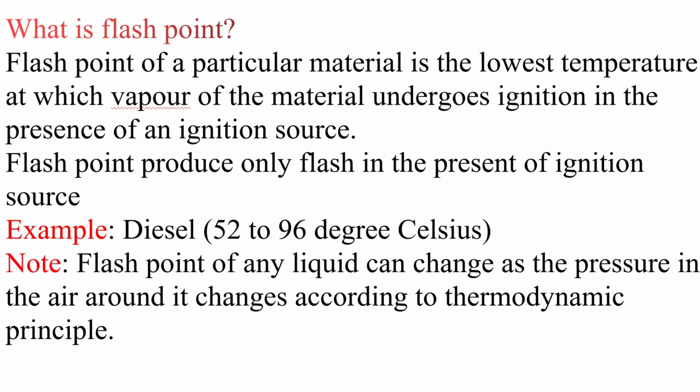What is flash point? Flash point of a particular material is the lowest temperature at which vapor of the material undergoes ignition in the presence of an ignition source. Flash point produces only a flash in the presence of an ignition source. Example: diesel, 52 to 96 degrees Celsius. Note: the flash point of any liquid can change as the pressure in the air around it changes, according to thermodynamic principle.